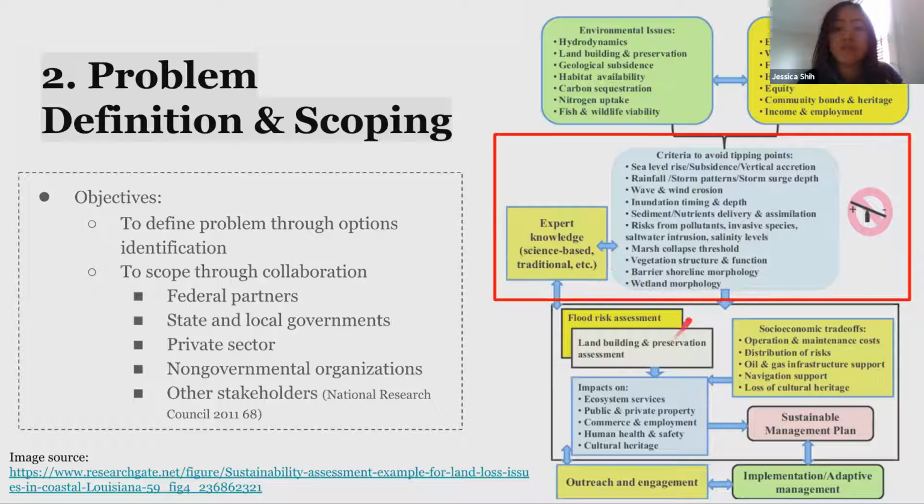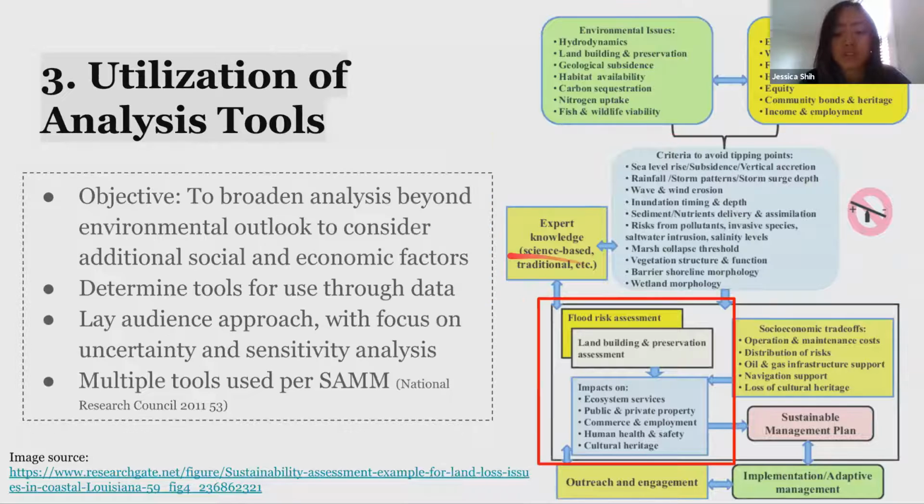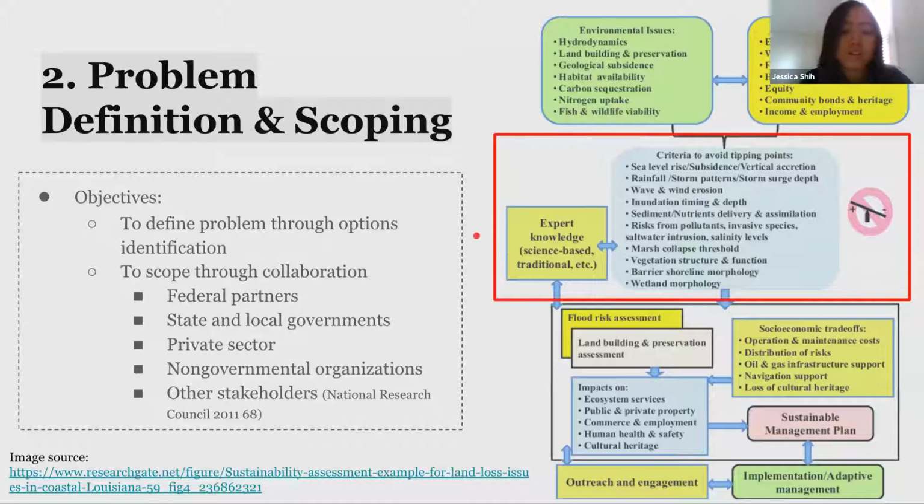Okay, so our second step is problem definition and scoping, and we can see this as we move down the flowchart right here. The objective is to define the problem through options identification. Options identification means looking at alternative options. We're also looking to scope through stakeholder collaboration, and this does take into consideration federal partners, state and local governments, the private sector, non-governmental organizations, and other stakeholders.